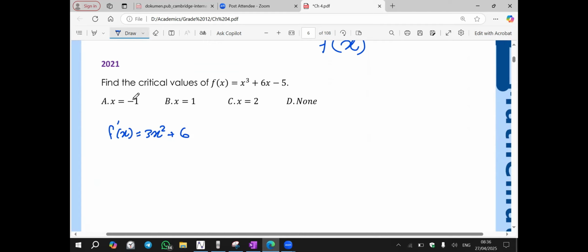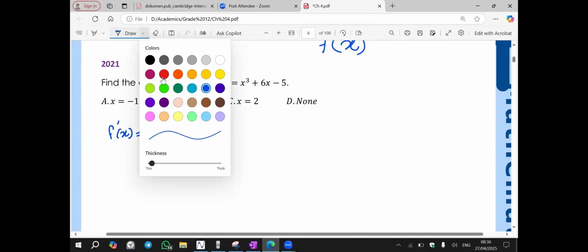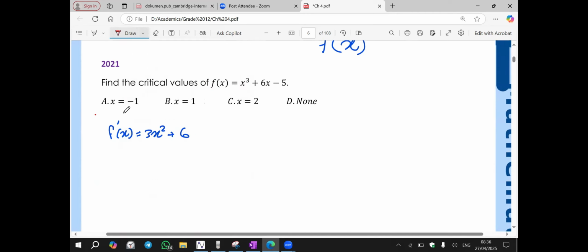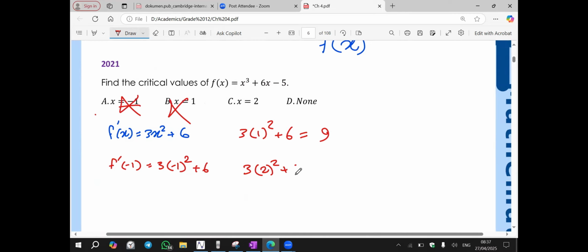If we test, because we use the test way a lot for the examples and exercises, let's use the satisfying way. Which of these x's will satisfy this derivative to be equal to 0? Now, f prime of negative 1 is equal to 3 times negative 1 squared plus 6. That is equal to 9, not 0. So negative 1 is not right. For 1, 3 times 1 squared plus 6 is equal to 9 as well. That's not 0. If we use 2, 3 times 2 squared plus 6 is also not equal to 0.